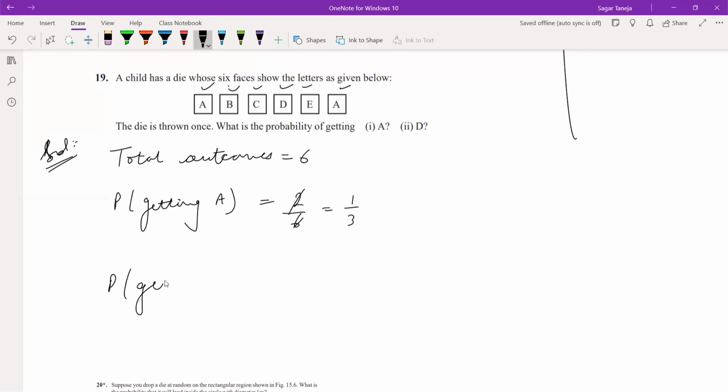So the probability of getting letter D: how many times is letter D repeated? Only 1 time, so 1 by 6. That's over. This is very easy. Note it down. Moving on to the next question.